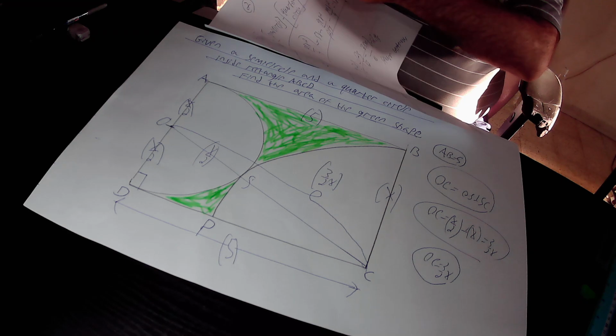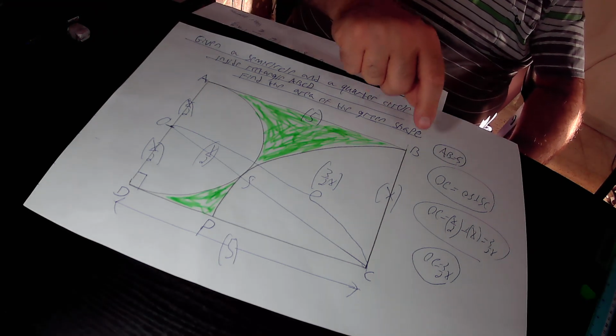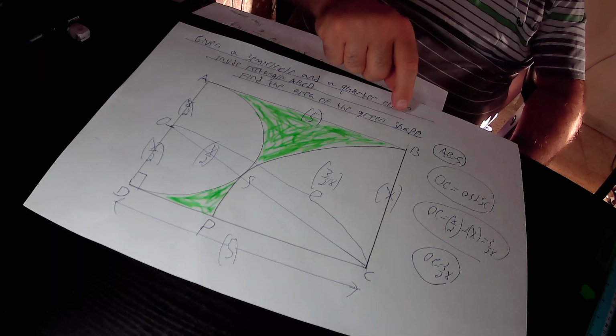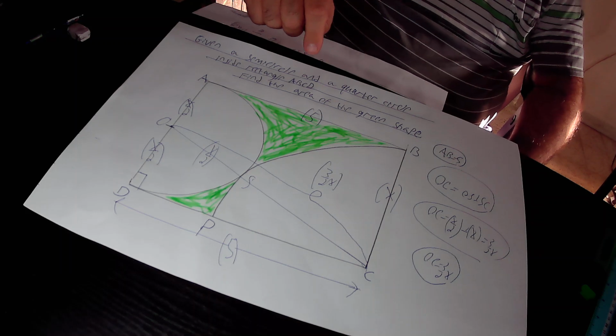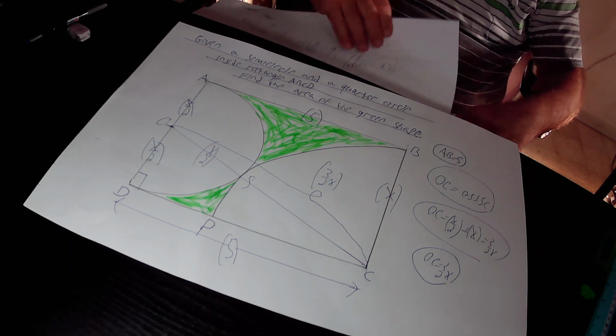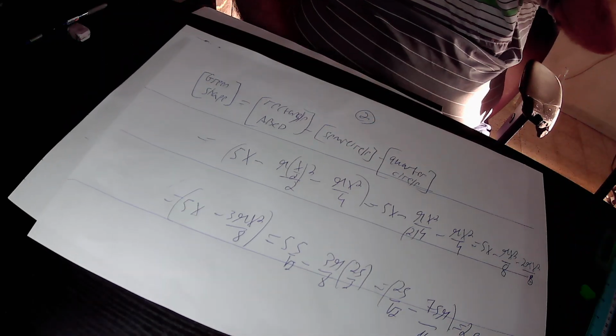So what is the area of rectangle ABCD? The area of any rectangle equals the length of the rectangle times the width. The length of rectangle ABCD is AB, that is 5, the width is BC, that is x. So in total, the area of rectangle ABCD equals 5x.